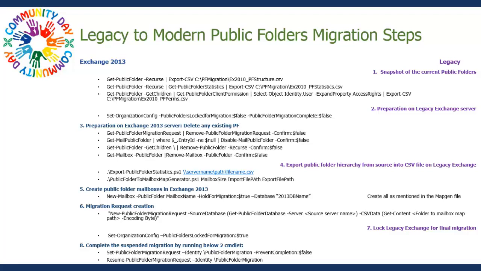Then the next switch is -PublicFolderMigrationComplete, which is false. It means that when we start the migration, it will migrate the data and stop at 95% of the public folder size. Isn't it cool? So what I was talking about in the previous slide is 2 to 3 gigabytes per hour. We just need to run it and forget it until the public folder migration completes, which is going to run on the back end. It's not going to affect anybody in the organization.